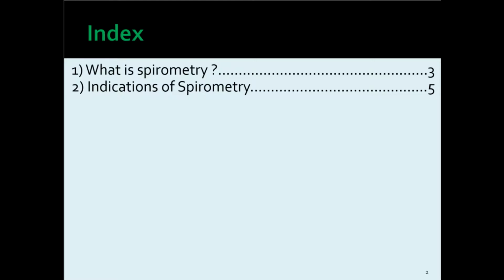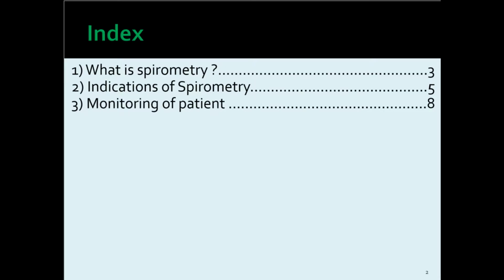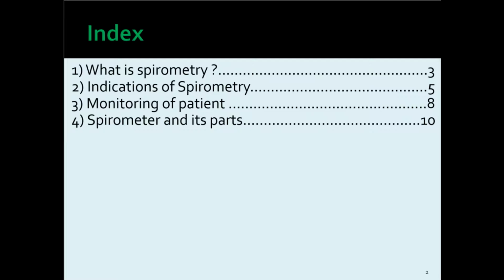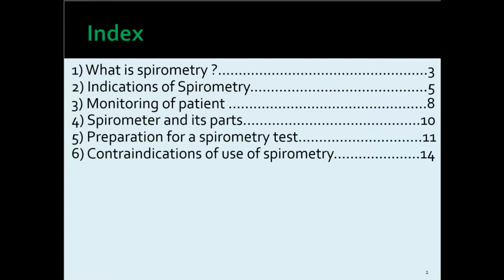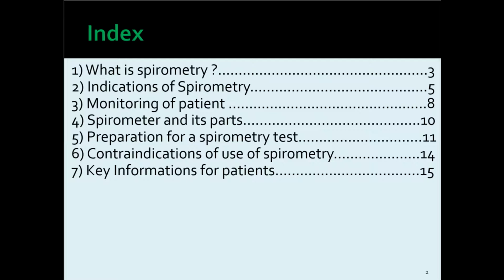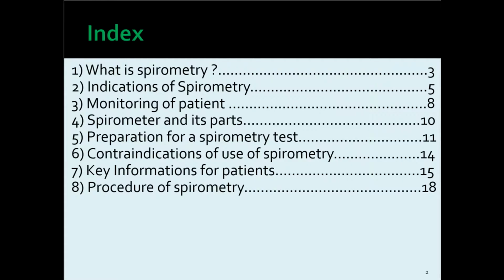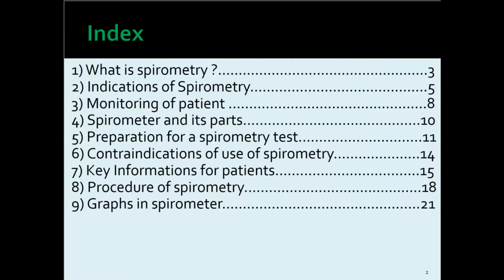2. Indications of spirometry. 3. Monitoring of patient. 4. Spirometer and its parts. 5. Preparation for a spirometry test. 6. Contraindications of use of spirometry. 7. Key informations for patients. 8. Procedure of spirometry.